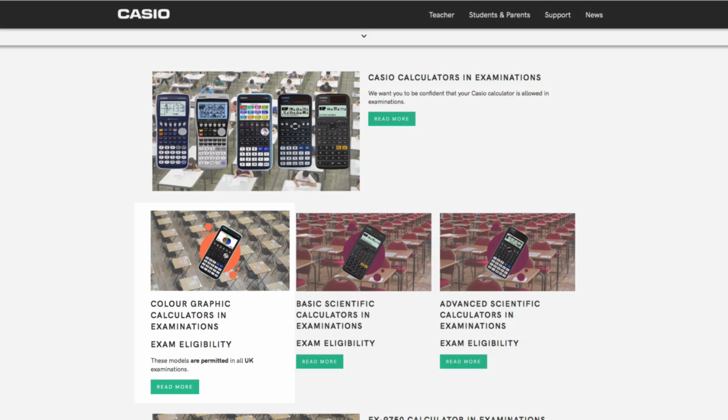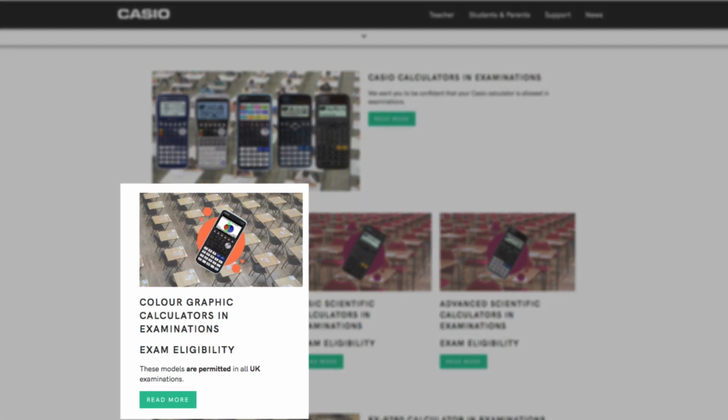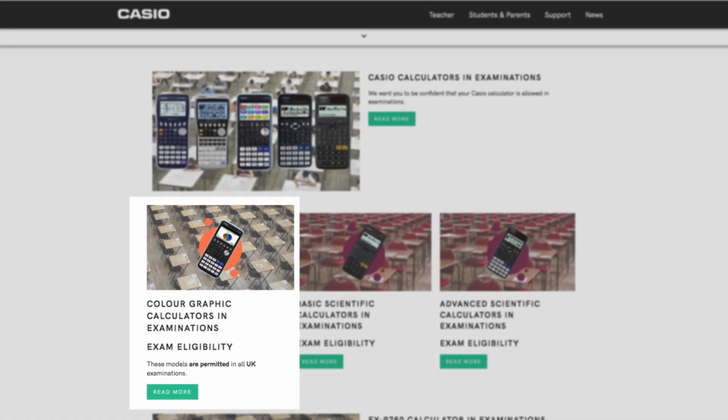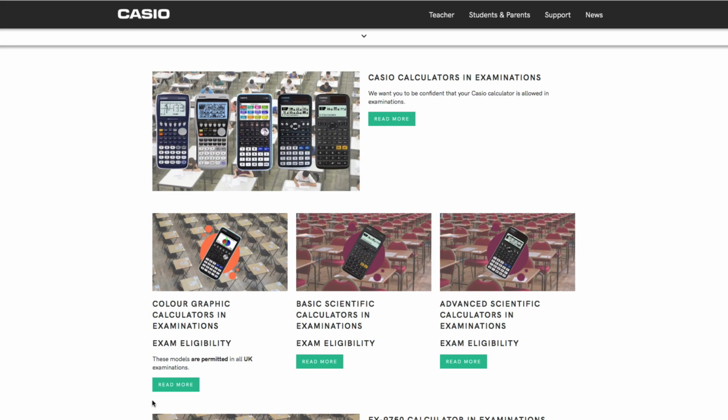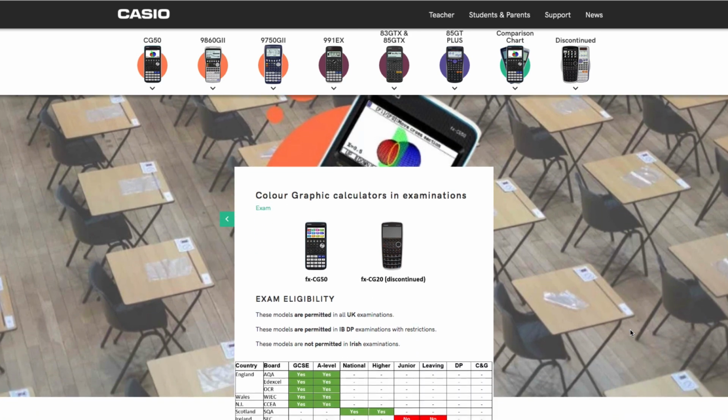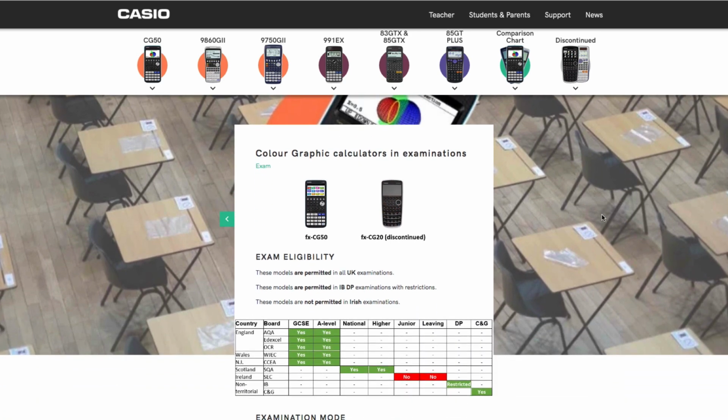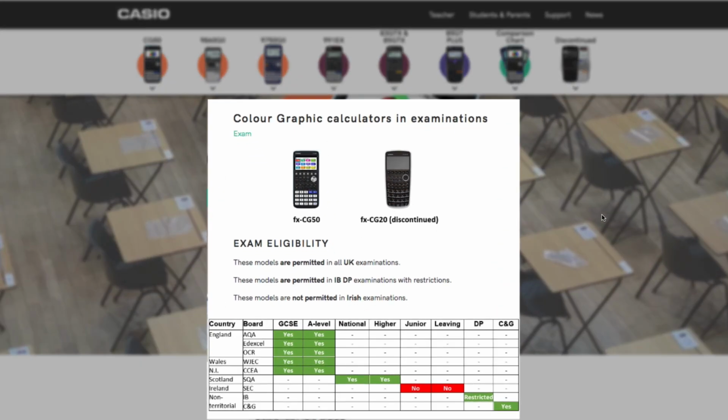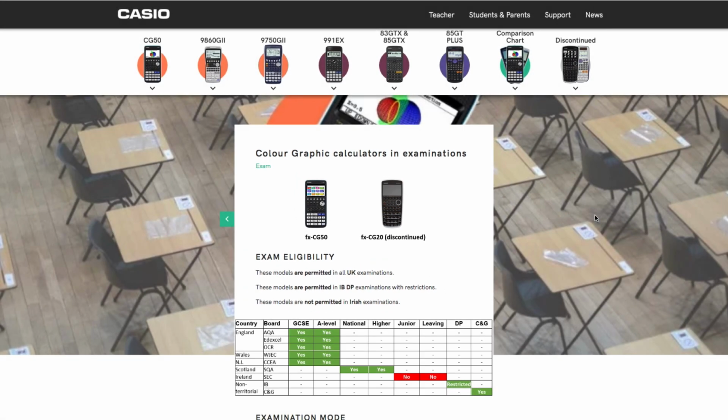Let's take a look at the first one here, color graphic calculators in examinations, exam eligibility. These models are permitted in all UK examinations. So let's read more about that. Right, so what is this relevant for? Well, for the FX CG50 and the now discontinued FX CG20, these models are permitted in all UK examinations. These models are permitted in IBDP examinations with restrictions. These models are not permitted in Irish examinations.